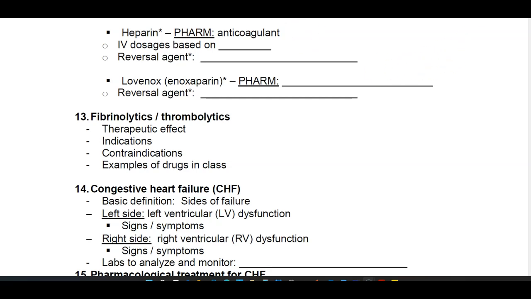Contraindications for fibrinolytic or thrombolytic use. This is pretty straightforward. This breaks down clots, so it can cause bleeding. Therefore, the contraindication is active bleeding. So anyone with active bleeding, whether it's obvious or not, visible or not, is a contraindication, because the most common side effect of this drug is bleeding. We don't want somebody who's already bleeding to bleed even more.